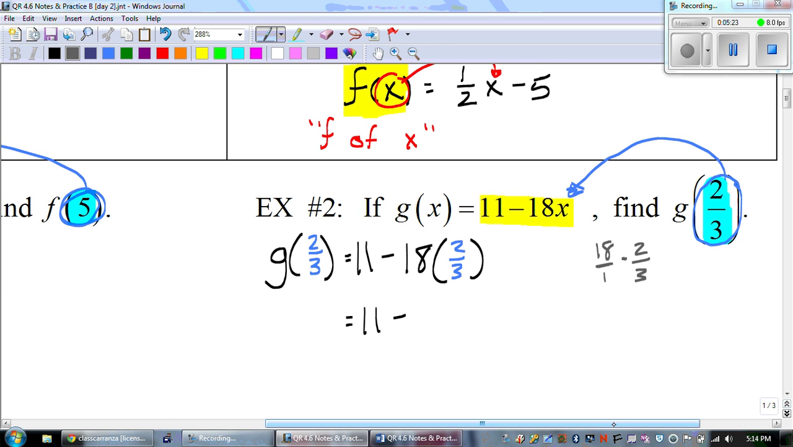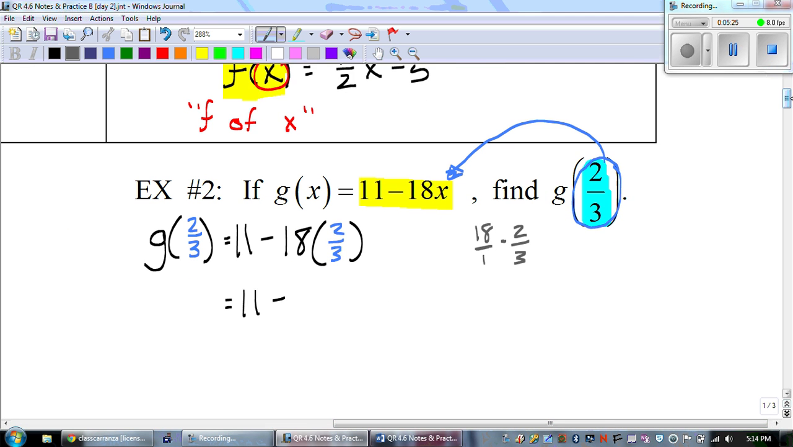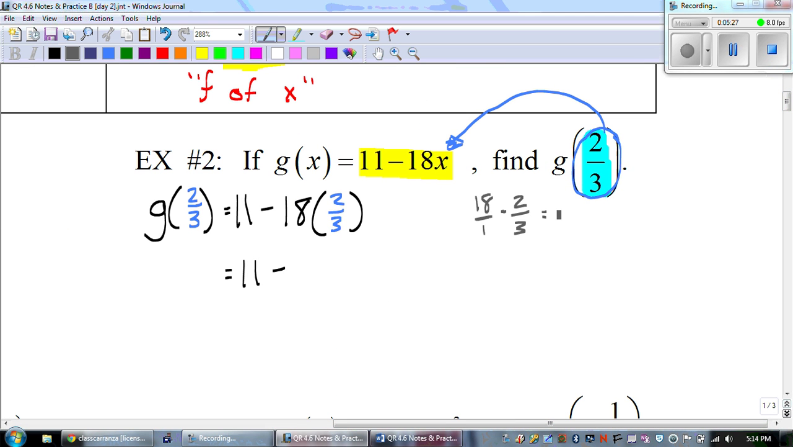Zoom in for all of you guys sitting in the back. And I'm just going to multiply straight across. 18 times 2 is 36. 1 times 3 is 3. And then I need to reduce the fraction. So 36 divided by 3 is, that's right, 12. And that's where I'm going to plug in that 12. So this was all of my side work right here to get that answer.